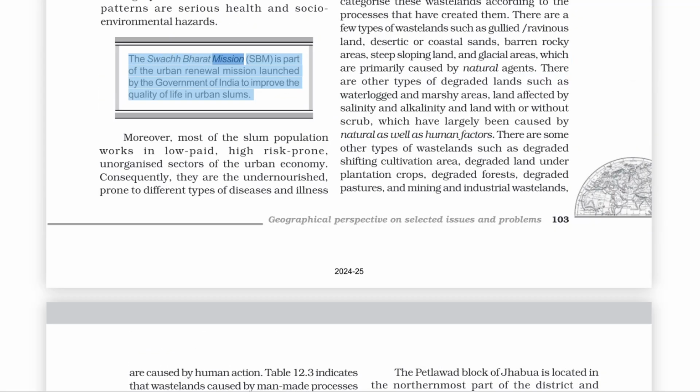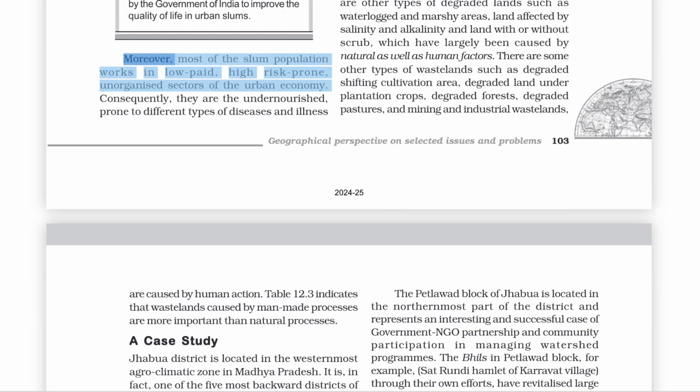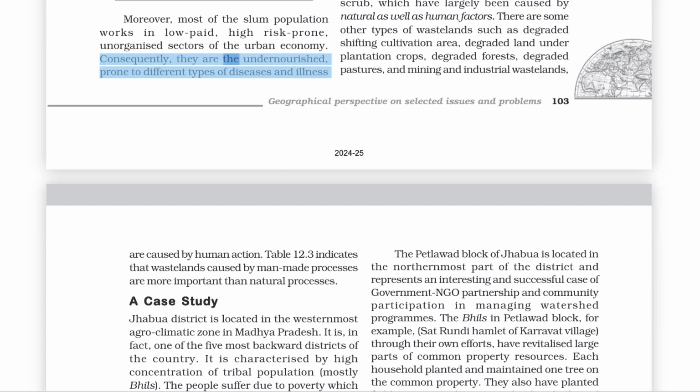The Swachh Bharat Mission (SBM) is part of the urban renewal mission launched by the Government of India to improve the quality of life in urban slums. Moreover, most of the slum population works in low-paid, high-risk-prone, unorganized sectors of the urban economy. Consequently, they are undernourished and prone to different types of diseases and illness.